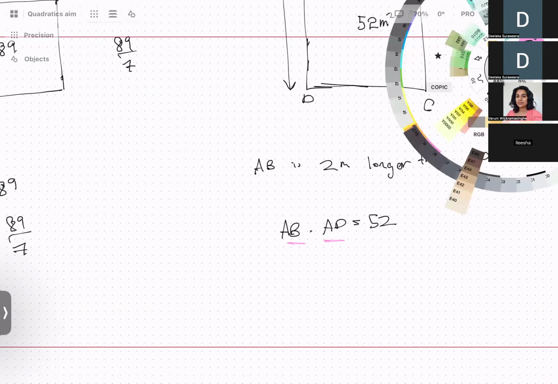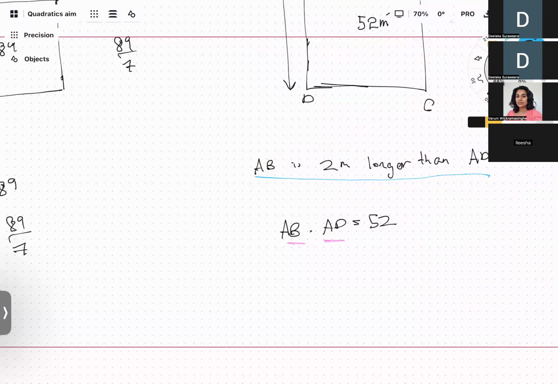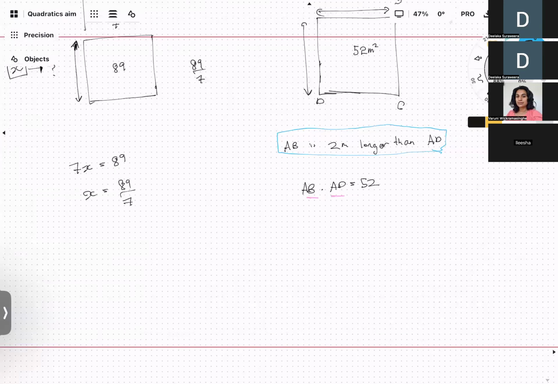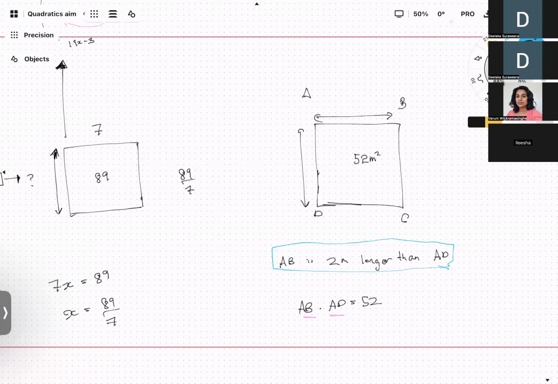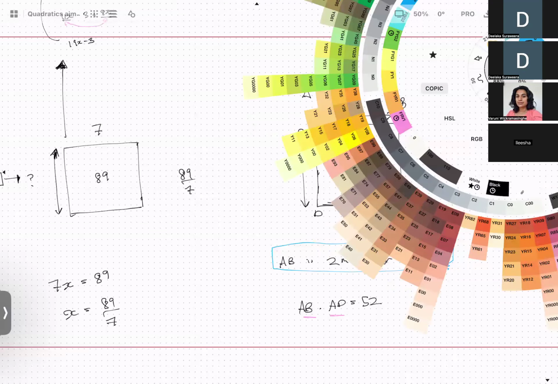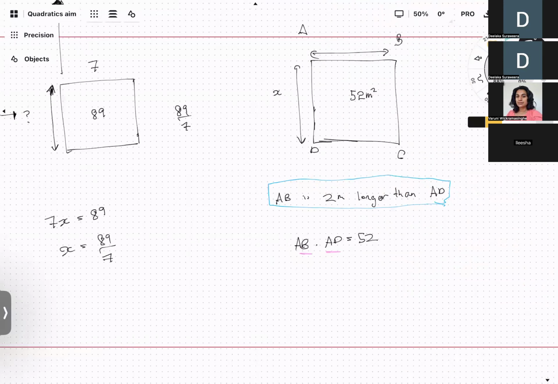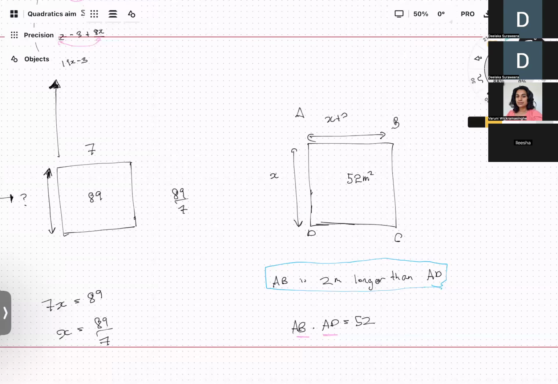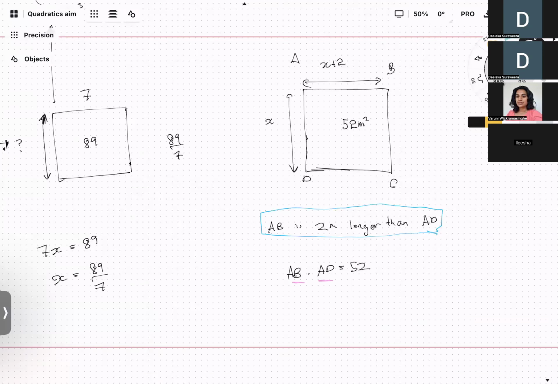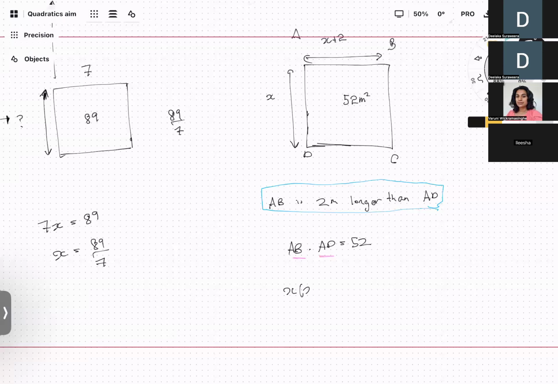But we have not used this fact at all. We can probably use this fact a lot. And the key is, they're related. So if AD is x, the shorter side, what's the longer side? x plus 2. Now we have one variable for both. And then the area problem becomes x times x plus 2 equals 52.